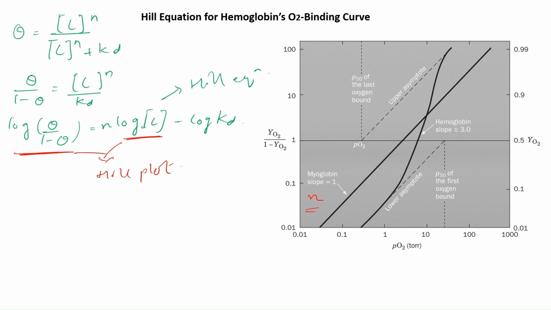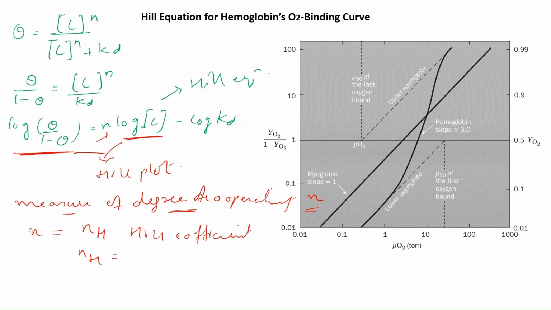So what is N? It is the number of ligand binding sites. But experimentally, it is actually not the number of ligand binding sites. It is the measure of the degree of cooperativity. And because experimentally it is the measure of the degree of cooperativity, we do not write it as N. It is written as NH, that is the Hill coefficient. NH equal to 1 means no cooperation. NH greater than 1, positive cooperation. NH less than 1, negative cooperation.